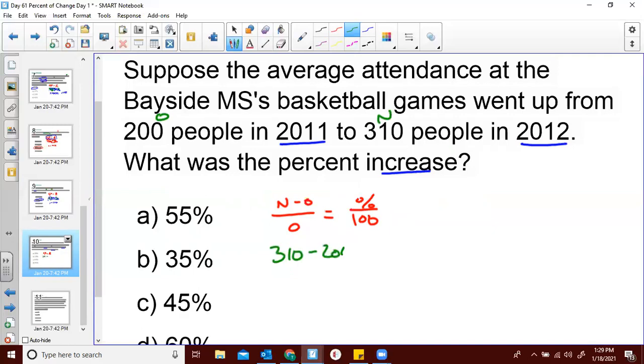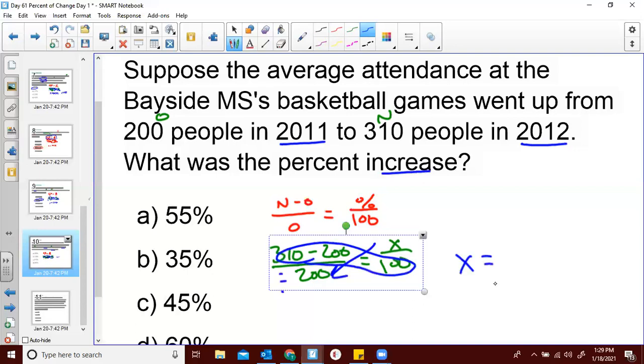All right, and you're just going to plug in what you know. Oops, I'm going to put an x for that. And cross multiply, divide by x's partner, and you'll see that we get 55% increase.